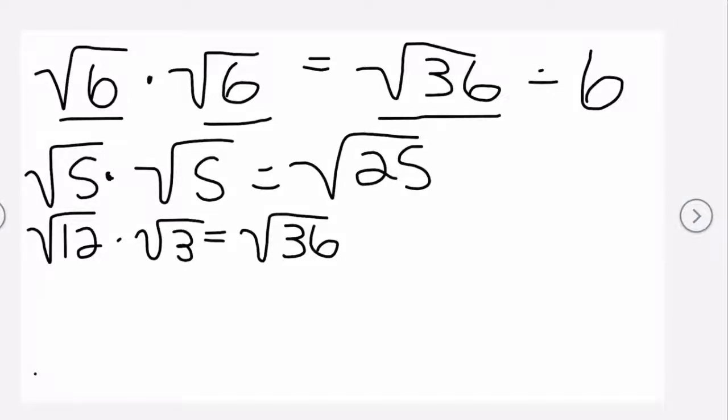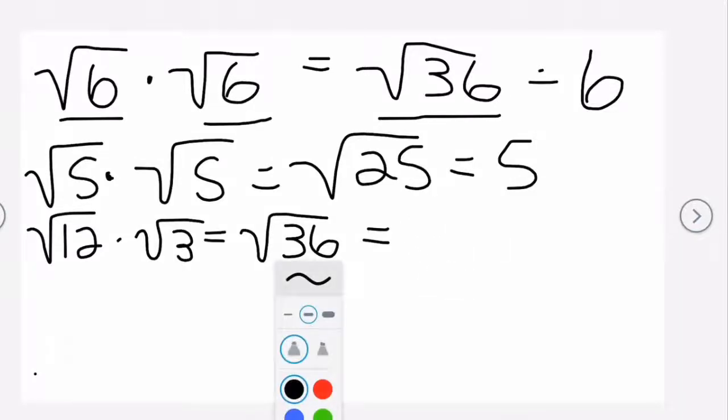The square root of 12 is irrational. The square root of 3 is irrational. And the square root of 36, we know, is rational. So these are other examples. Oops, that's 6, not 5. Sorry about that, guys. I was thinking about the fact that I didn't put the previous answer, and then I put the wrong answer for this problem.